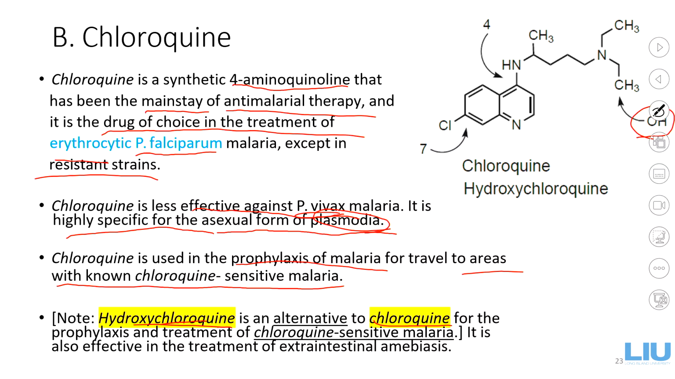And you might remember from a previous class that chloroquine was also used in the extra-intestinal amoebiasis, the systemic treatment of amoebiasis. We've talked about that already. And as I mentioned, hydroxychloroquine is also used for rheumatoid arthritis. So far so good? Any questions?